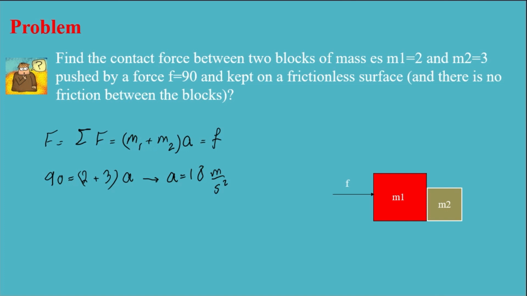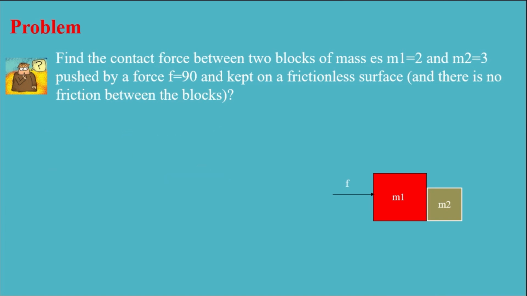Now I need to find the internal force between m1 and m2. Let's start with m1. My m1 here has two forces. One is little f and the other one is the force applied from m2. So I'm going to call it F21, the force applied from block 2 to block 1. Now I'm going to write down Newton's second law only for the block with a mass of m1.